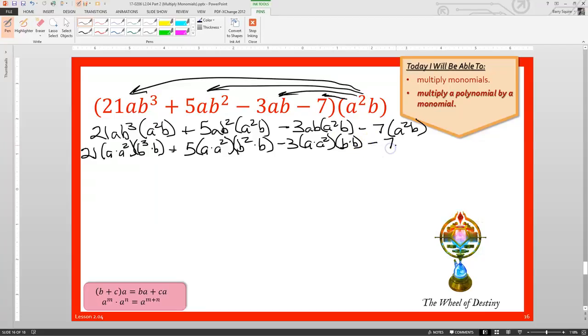minus 7. Well, this one, we don't have any other variables to combine. This one is actually done. 7a squared b. Okay, so we've got our variables done.